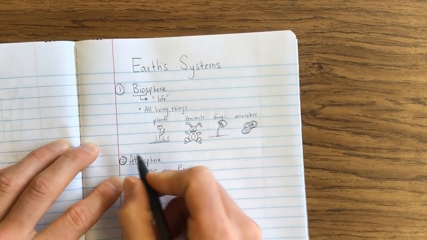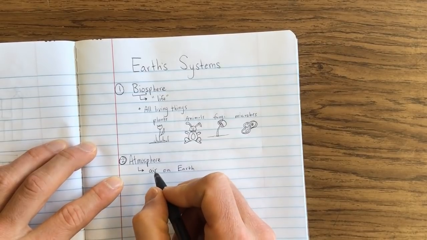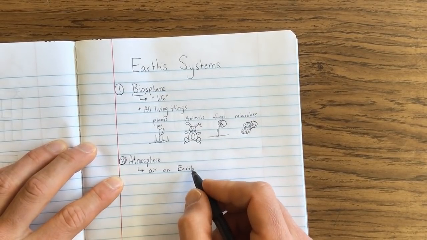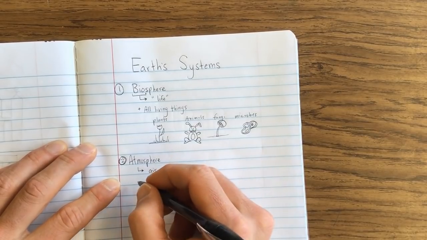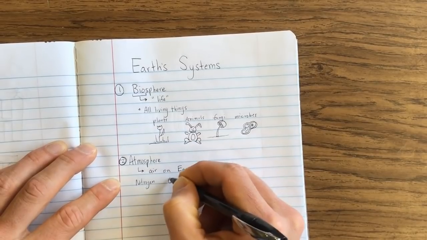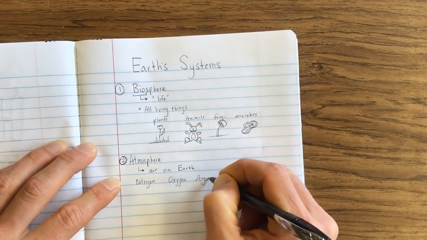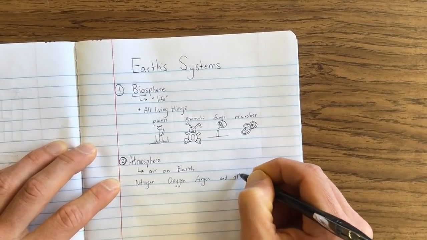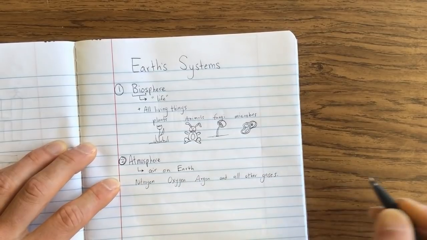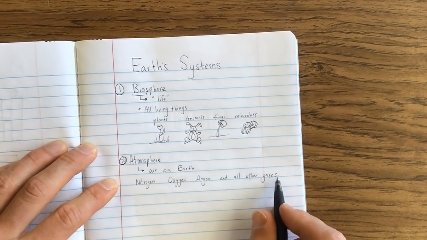So when you take in a breath, you're actually breathing in the atmosphere. When you exhale, you're adding some more atoms to the atmosphere. So essentially, yeah, it's just the air on Earth. And as we know, the air is mostly nitrogen, oxygen, and argon, and all other gases. So that's even, you know, if you drive your car, you're contributing to the atmosphere.